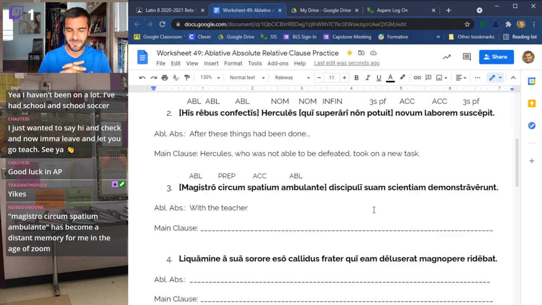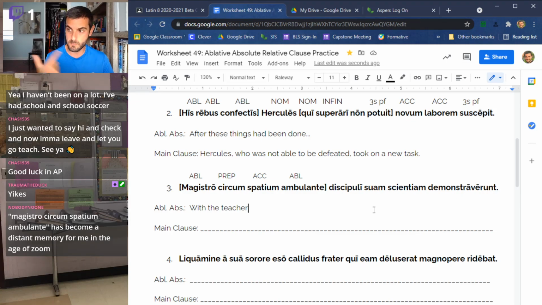It's very true. Although now with the kids in the building, I can actually be magister ambulans circum spatium, which is really nice just to kind of get in with the small groups that are working on stuff. If there's one thing that I hope comes out of all of this, it's that all those people who used to say, oh, online school, why do they have to be in a building? Just put them on a computer. No. We tried that. It doesn't work.